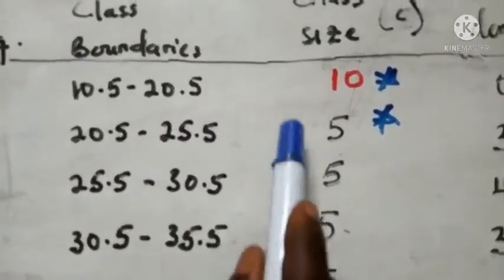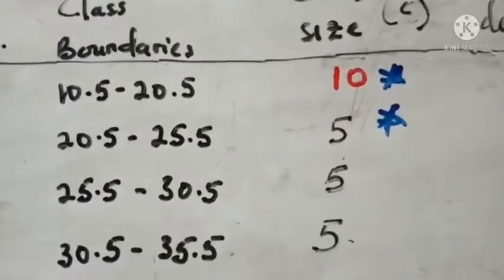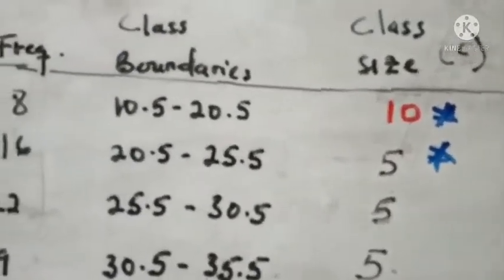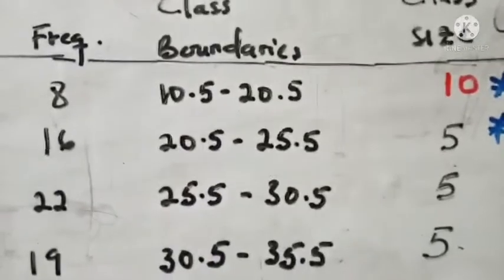Different class sizes. So if the class sizes are not equal, then you need the frequency density and the class boundaries to do that.